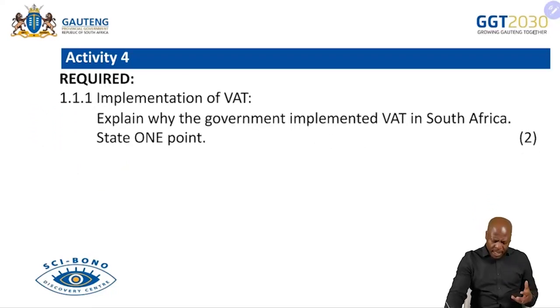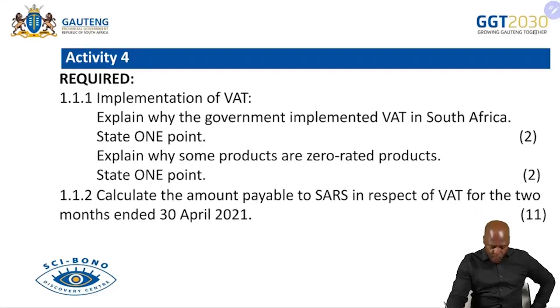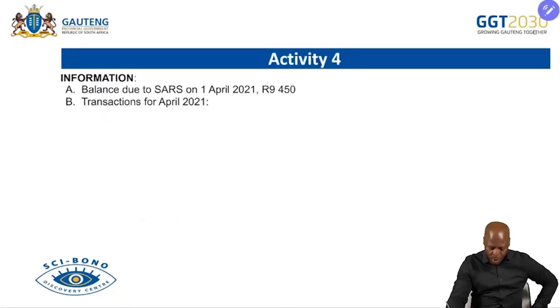Explain why the government implemented VAT in South Africa. State 1 point. Very good question. Why did the government implement VAT as a form of tax in South Africa? You need to state 1 point. Here, I think we have several points. We have more than one. All right. Explain why some products are zero-rated products. State 1 point. Okay. Why are some products zero-rated products? And then we have to calculate the amount payable in respect of VAT for the 2 months ended 30 April, year 2021.